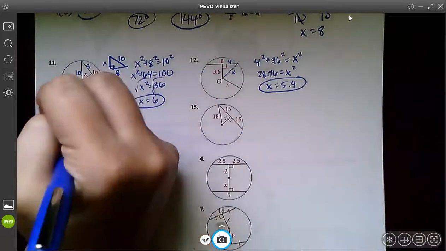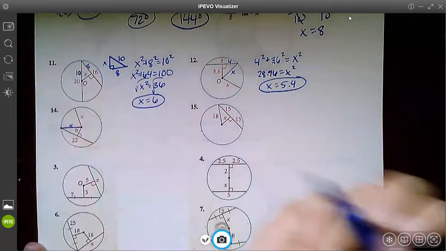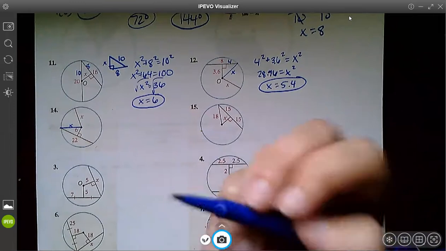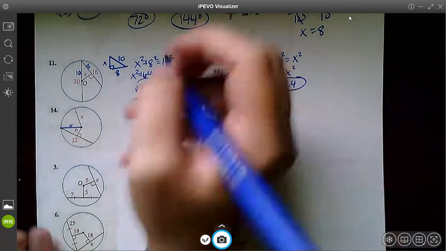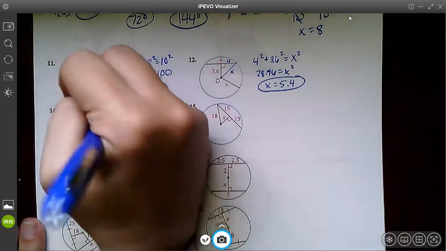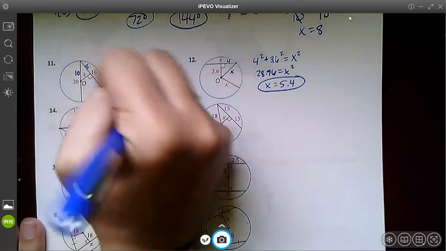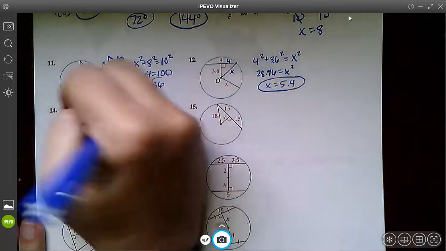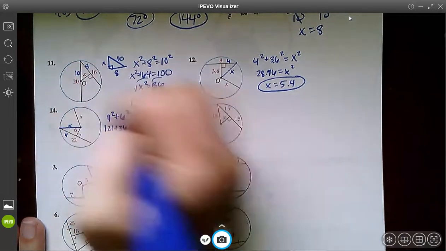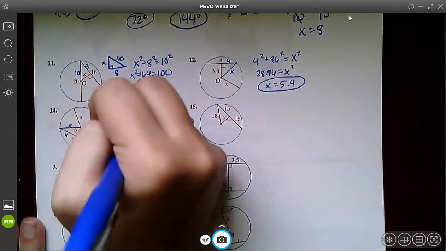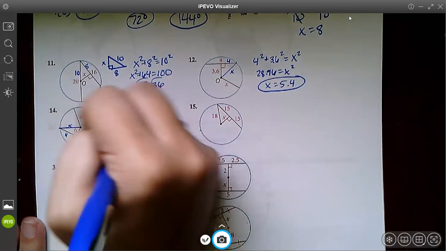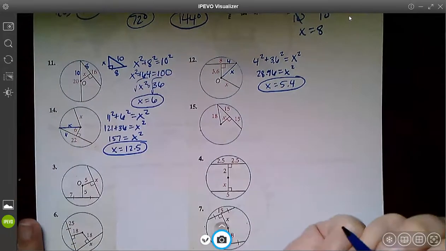14 is the same as 12. Just moving our radius, it's going to be the same length because we know it's from the center to a point on the circle, which is the definition of a radius. This again is half of 22, so that's 11. We have 11 squared plus 6 squared equals x squared. 121 plus 36 equals x squared. 157 equals x squared. And you take the square root. x equals 12.5.